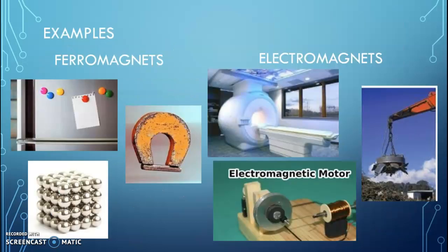So a few examples of both. Like I said, ferromagnets are your general magnets that you'd stick on your fridge, the magnets you see every day, north-south pole, everything. And then obviously electromagnets also have that north-south pole. That's something that's similar between them, but it is induced by that current.